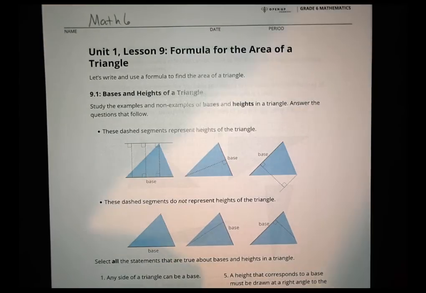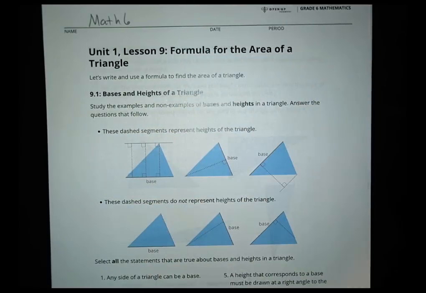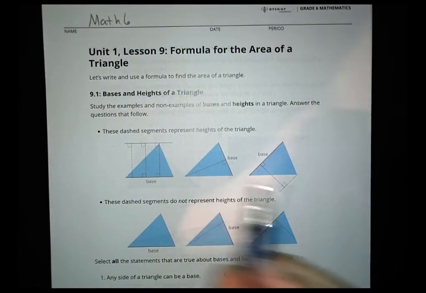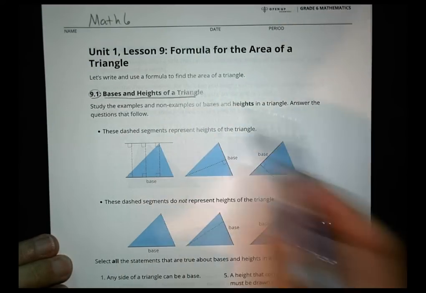Hey there, this is Math 6, Unit 1, Lesson 9, called Formula for the Area of a Triangle. Alright, so we began today with activity number 1 called Bases and Heights of a Triangle.